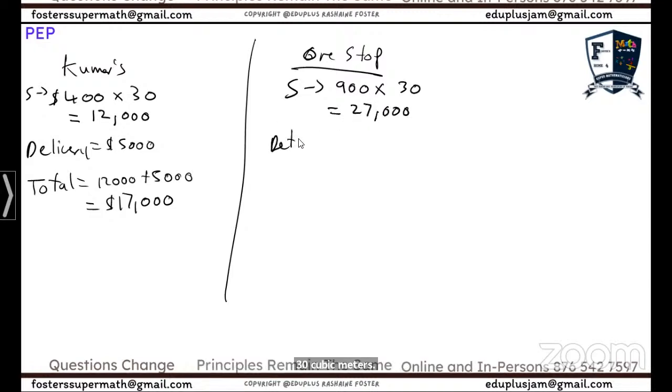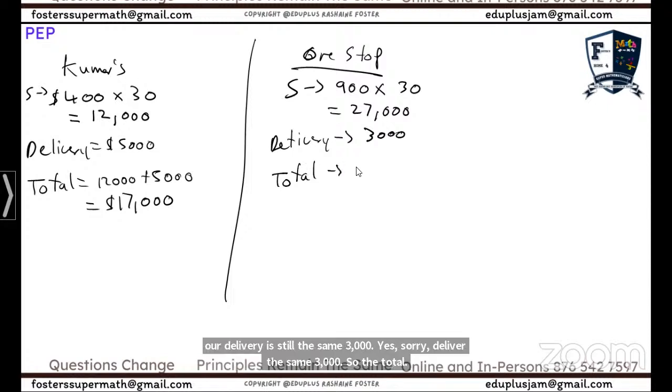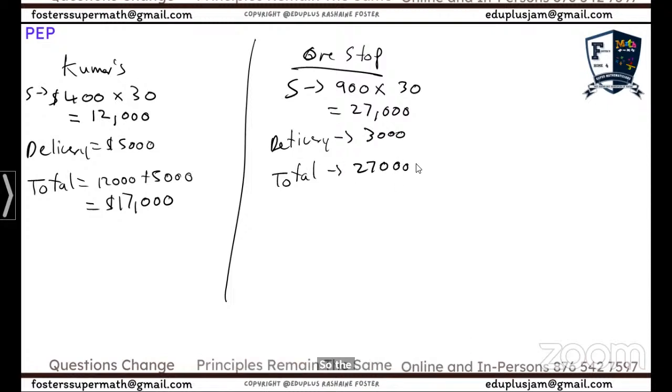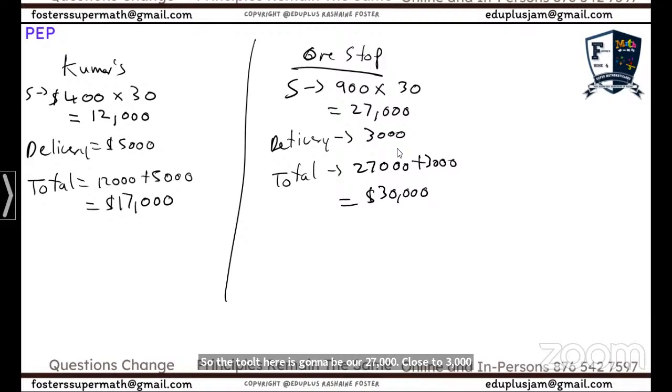And then the delivery here now. Our delivery is still the same 3,000. Yes, our delivery is the same 3,000. So the total here is going to be our 27,000 plus the 3,000. What's my answer? My answer is 30,000.